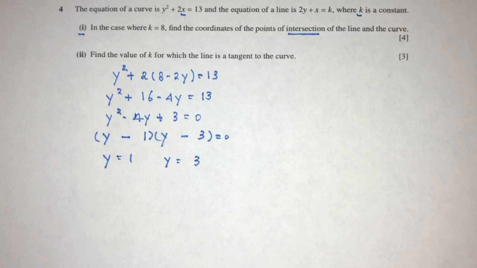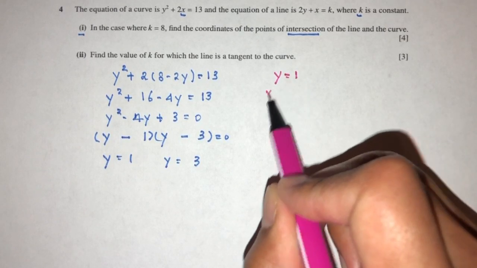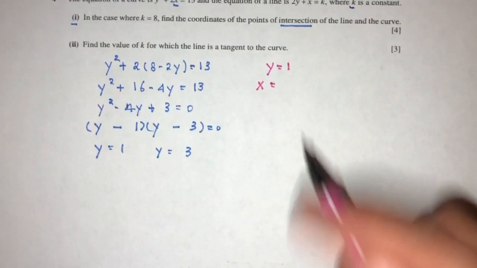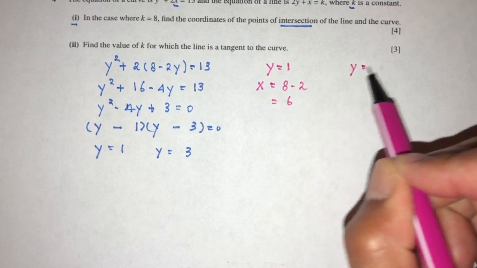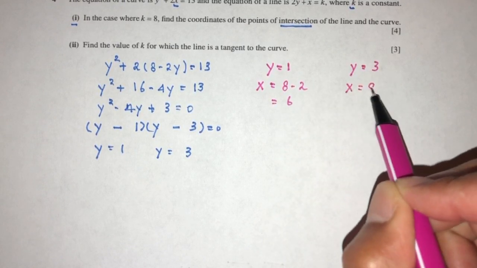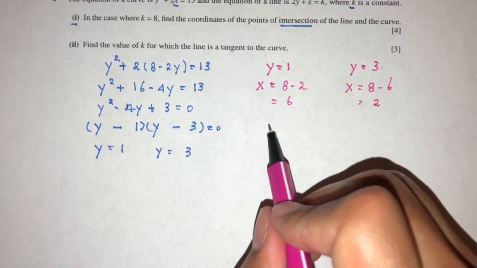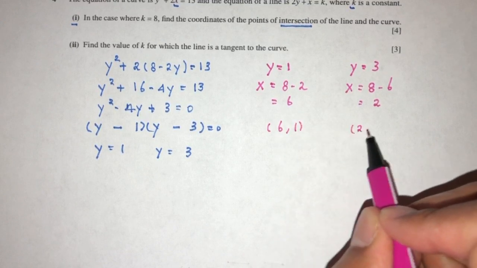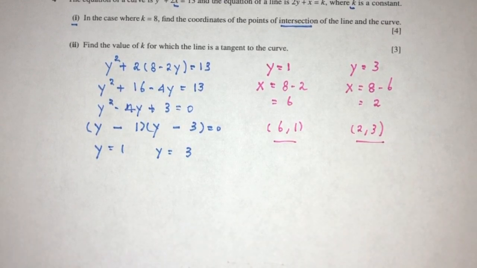So now we have to find the corresponding values of x. When y equals 1, what is the value of x? Back in here, 8 minus 2y, so 8 minus 2, that should be 6. When y equals 3, x will be 8 minus 6, that should be 2. Okay, so the 2 points, the first point is (6, 1), and (2, 3). These are the points of intersection.